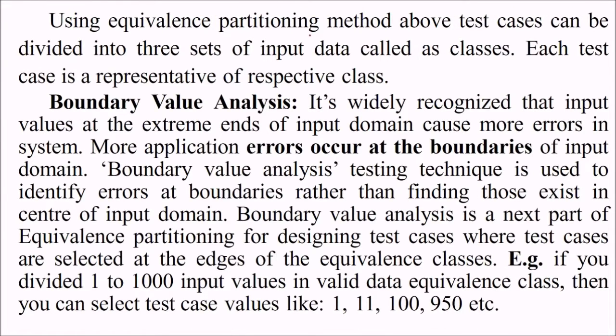So using the equivalence partitioning method, the test cases can be divided into 3 sets of input called classes, and each test case is representative of a test class, meaning the valid and the invalid. Then one more thing is important. Once we have done the equivalence class partitioning, then we come to the boundary value analysis.